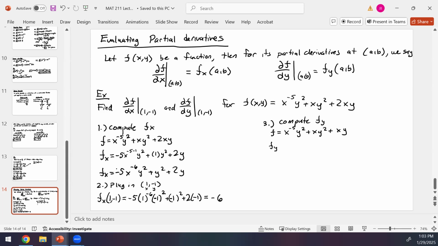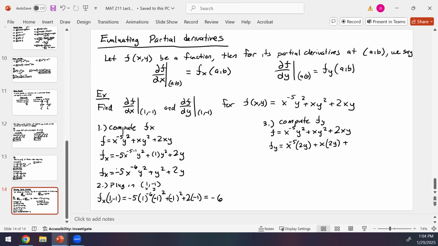And so if I do it with respect to y now, x to the negative 5th, that's a number in my brain. I am ignoring it. And then y squared becomes 2y. And then x is a number, so I'm ignoring it. So x, and then y squared becomes 2y. And then the derivative, and I forgot the 2 right there, so let me rewrite that.